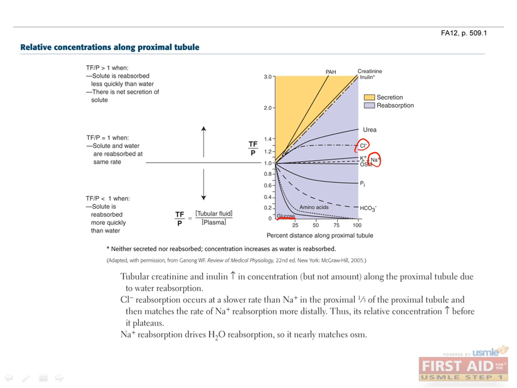For example, why does the line for inulin increase steadily over the course of the proximal tubule? Well, since inulin is freely filtered, but not reabsorbed, the amount of inulin in the tubule remains constant, but water is being progressively absorbed with sodium, so the concentration of inulin gradually increases from beginning to end. Again, please use this graph as a reference during your studying.